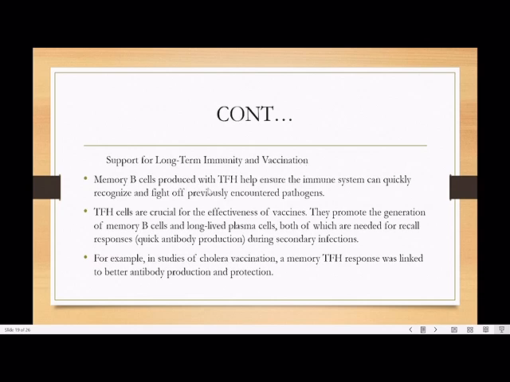The memory B cells produced with T helper cells help ensure that the immune system can quickly recognize and fight off a previously encountered pathogen. And also they are crucial for the effectiveness of the vaccine. They promote the generation of the memory B cells and long-lived plasma cells, both of which are needed for recall responses during the secondary infection. For example, in the studies of cholera vaccination, a memory T follicular helper cell response was linked to better antibody production and protection.